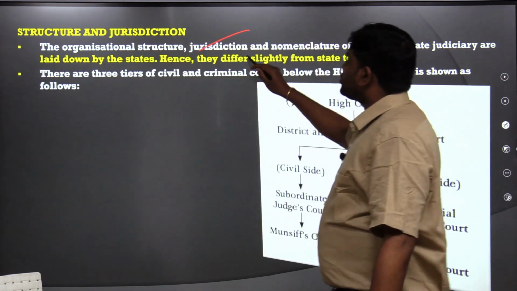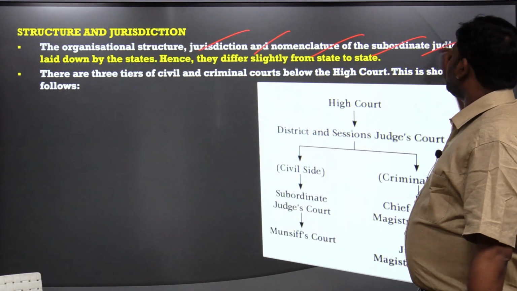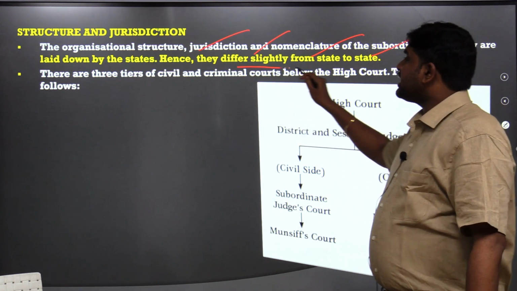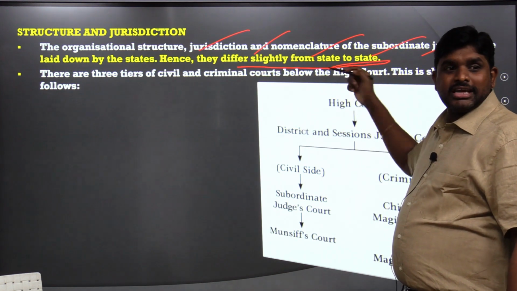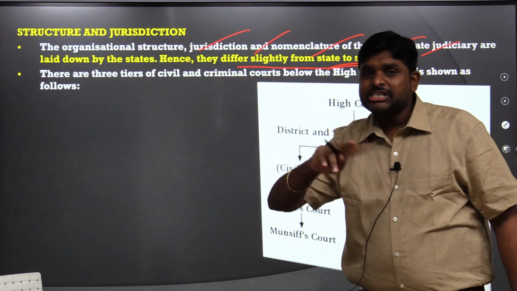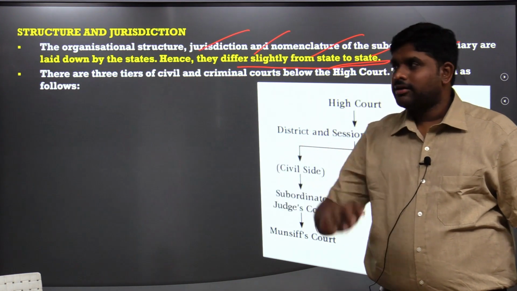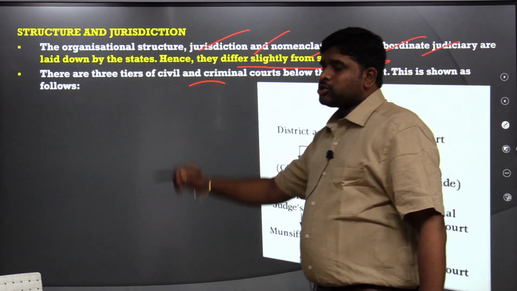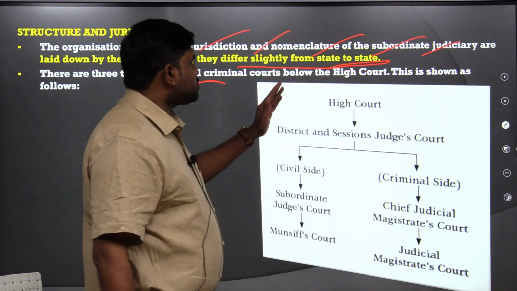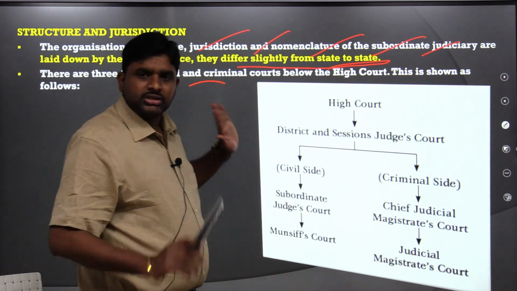The organizational structure, jurisdiction and nomenclature of the subordinate judiciary are laid down by the states, hence they differ slightly, as I told you just now. So the qualifications will vary from state to state. There are 3 types of civil and criminal courts below the High Court. First, listen carefully.